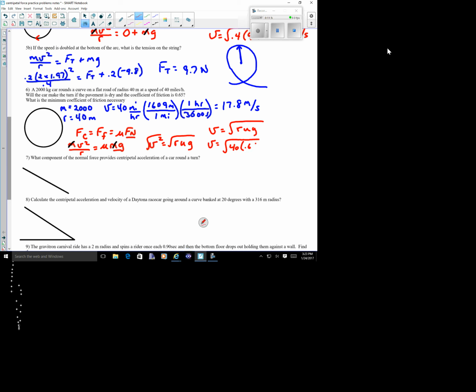G is 9.8. And so that means the maximum velocity I could be going and stay on that road is 15.9. That's the highest you can go and still stay on the road and have friction to hold you on there. Well, let's look at how fast the car was going. The car was going 17.8. This is faster than the maximum velocity due to friction, so the car skids off the road.